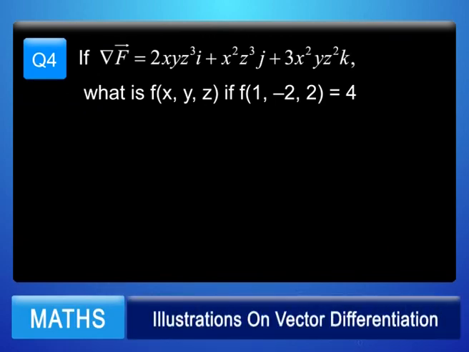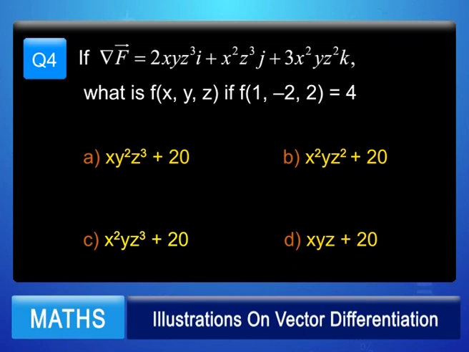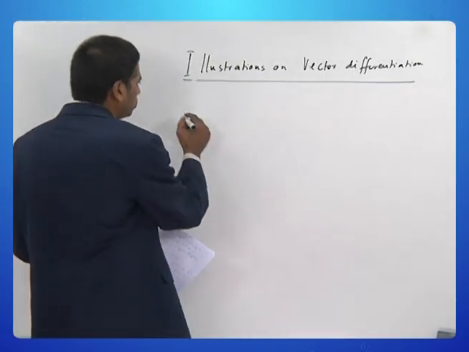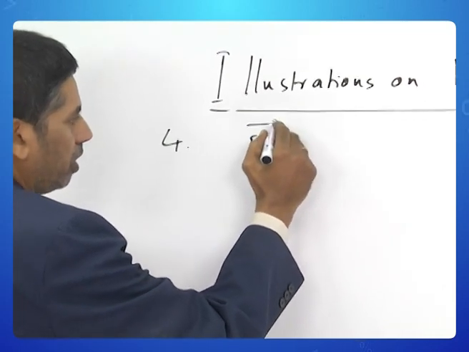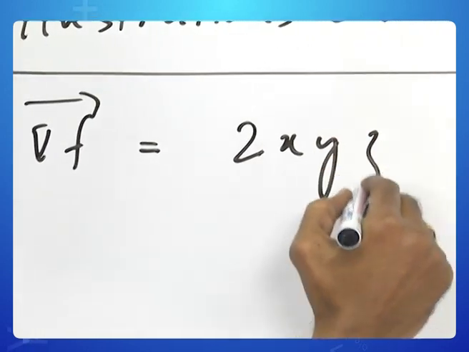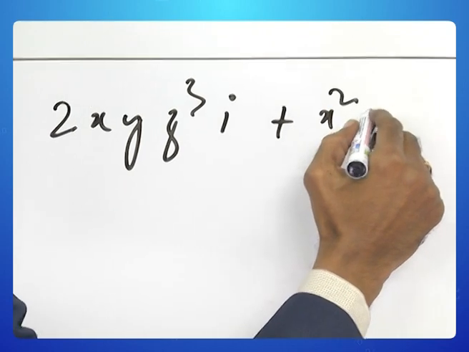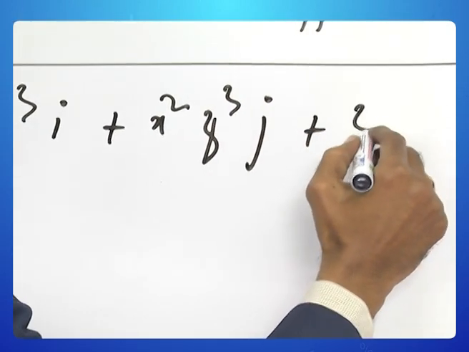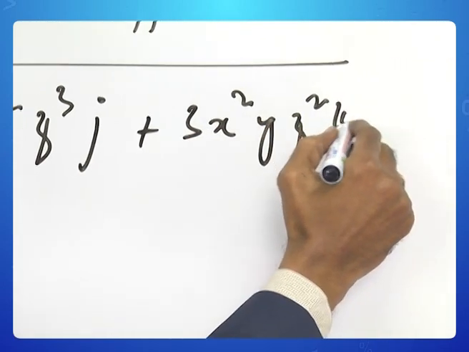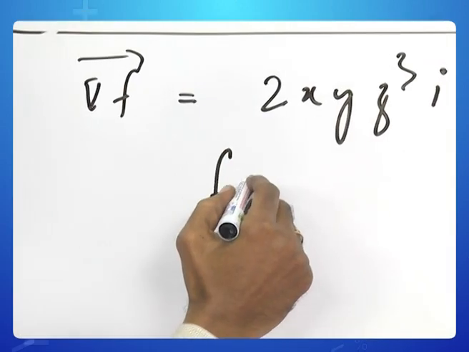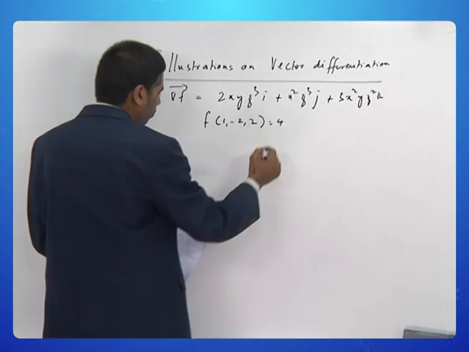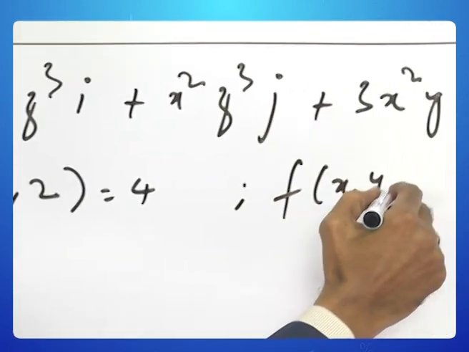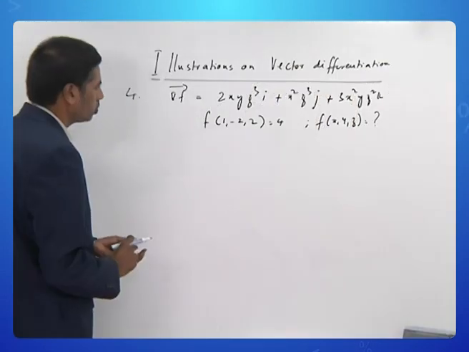Question number 4: if del f is equal to 2xyz cube i plus x square z cube j plus 3x squared y z squared k, what is f of xyz if f of (1, -2, 2) is equal to 4? So this is a reverse problem where del f is declared as 2xyz cube i plus x squared z cube j plus 3x squared y z squared k. We are also given f of (1, -2, 2) is equal to 4, and the question is to find the scalar potential.